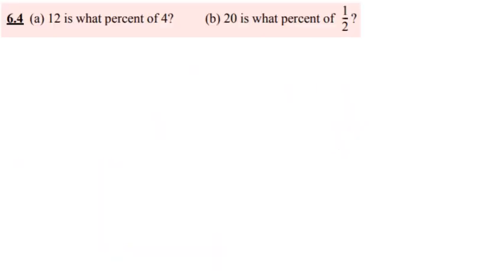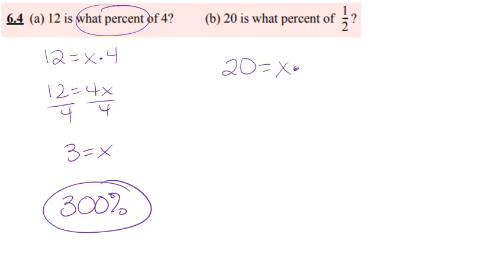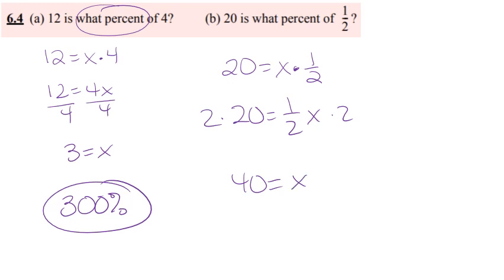Okay, I'm going to translate. Write it the way I know how. Divide both sides by 4. Because it says what percent, it's going to be 300%. Okay, next one, 20 equals x times 1/2. 20 equals 1/2 x. Multiply both sides by 2. 40 is equal to x, and that's going to be 4,000%.